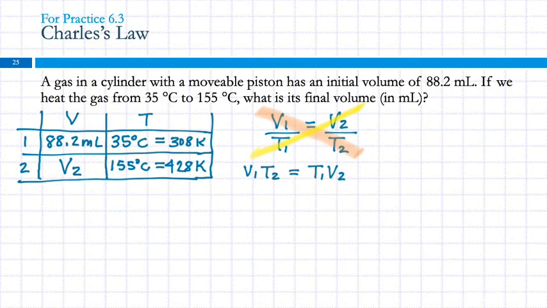I want to find V2. So this is V2. I want to rearrange my equation so that it's all by itself. So I'm going to divide by T1, so the T1s cancel out. And whatever I do to the right side of the equation, I have to do the same thing to the left side. So volume 2 is equal to volume 1 times temperature 2 divided by temperature 1.